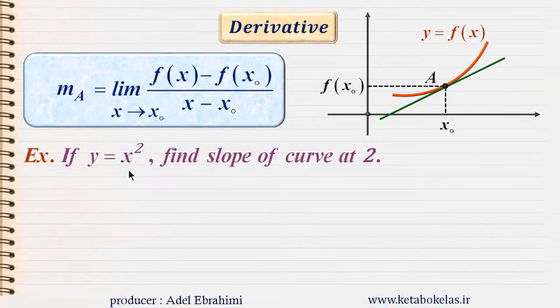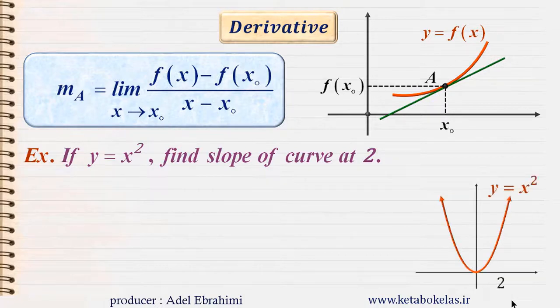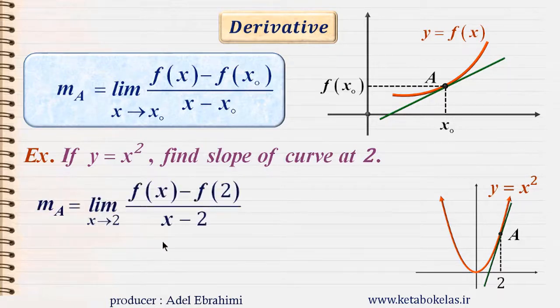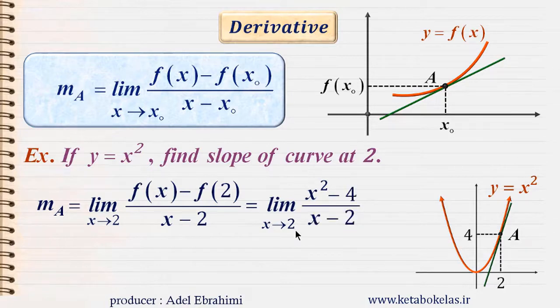If y is equal to x squared, find the slope of the curve at point 2. It means we want to find the slope of the function x squared at point 2. By definition, the slope of the function at point 2 is the limit of f of x minus f of 2 over x minus 2 when x approaches 2. So we can substitute x squared for f of x, and 4 for f of 2, over x minus 2 when x approaches 2.